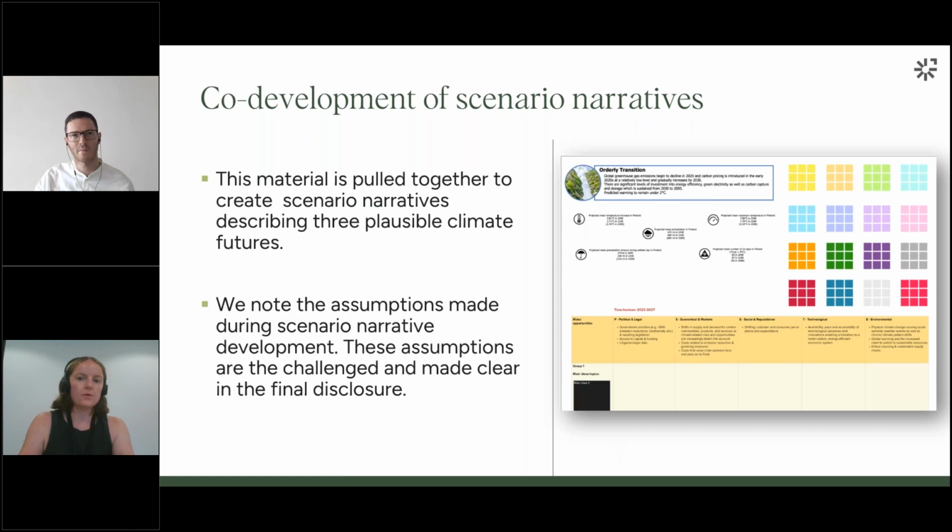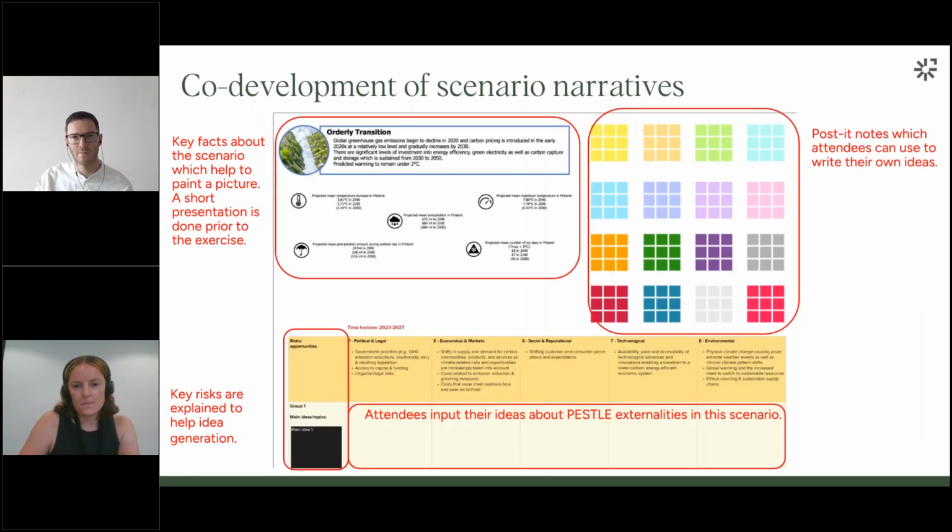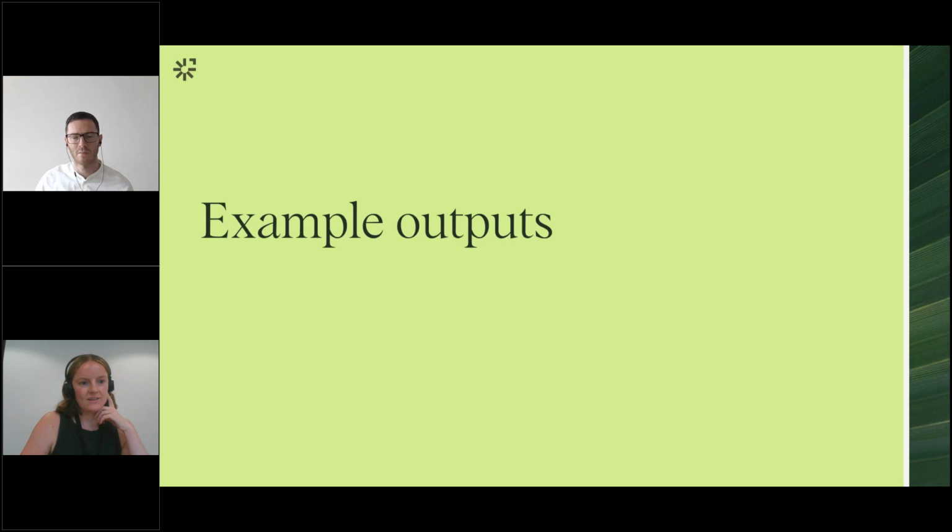And so once we've drawn out this information, we pull that together to create three coherent scenario narratives that describe three plausible but different climate futures. We note down the assumptions that are made during scenario narrative development, and that gives us the opportunity to challenge them and make those assumptions clear in the final disclosure, because you can't avoid making assumptions. It's just about being transparent. Next slide. So you can see here a structure that is used in the interactive workshops, which draws out input from the client about their ideas of what might happen in each space across that PESTEL analysis. Next slide. I'll just show you a couple of example outputs of what this will result in. Next slide.